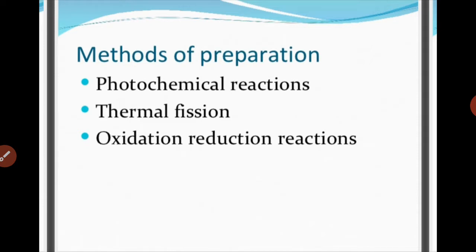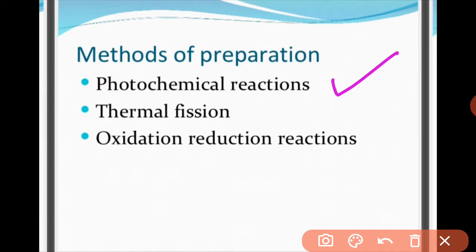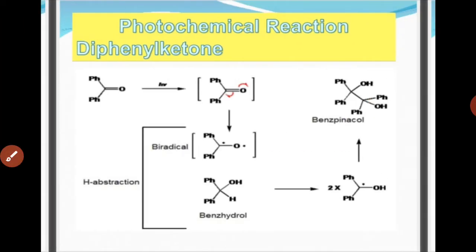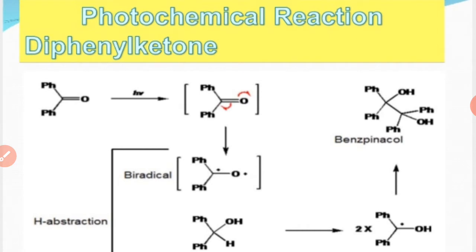Number one is photochemical reaction. The name indicates that light will be present in this reaction and will play some vital role. Second is thermal fission, which indicates that heat will be used. And the third is oxidation reduction reaction, in which reduction and oxidation procedures shift the electron from one part to another. So let's check the first method, which is photochemical reaction.